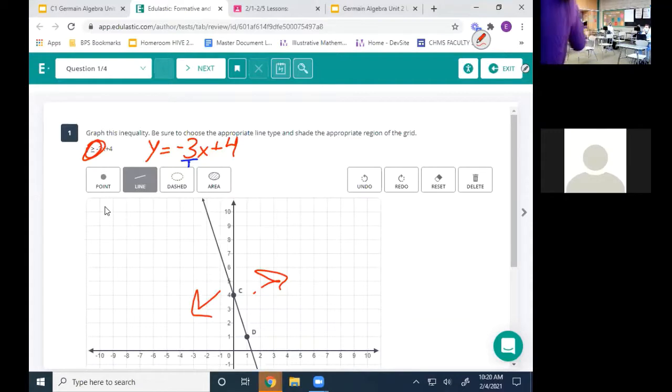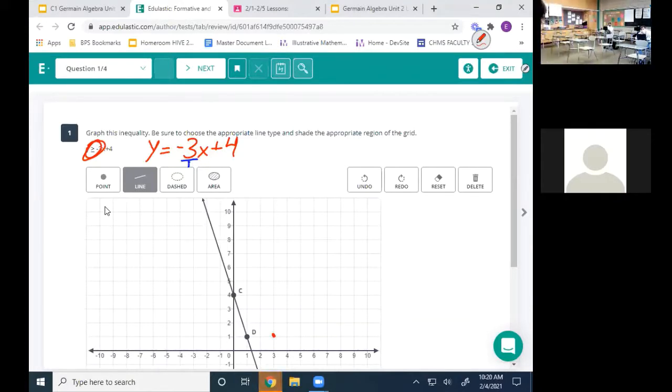I usually go with 1, 1, or I like to go with 0, 0. What were you thinking, Connor? Which one did you choose? 3, 1. Okay, so he said he wants to do over 3, up 1. Good. Then we're going to take that point and plug it into the inequality.